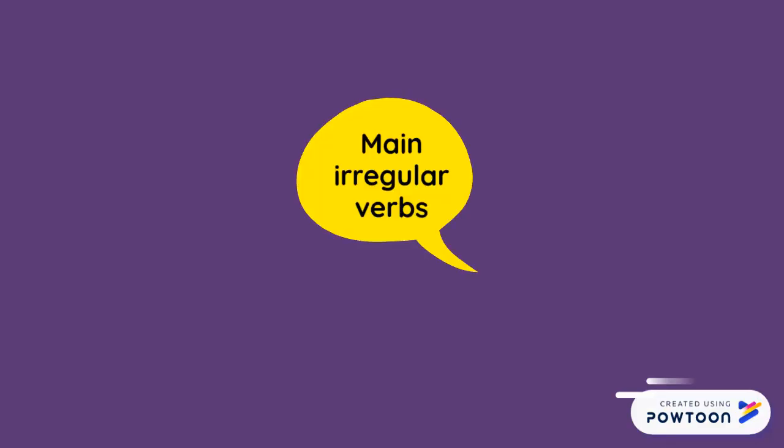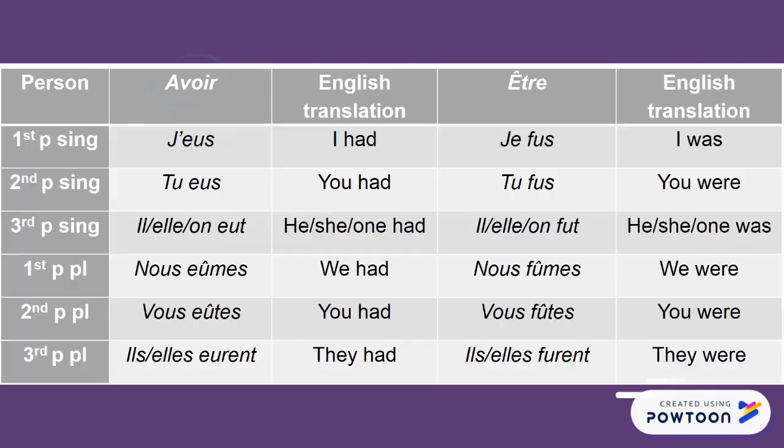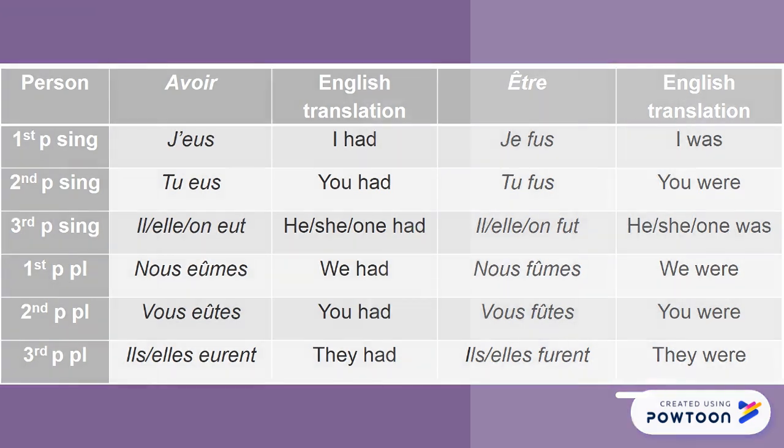The main irregular verbs are of course avoir and être. Avoir, j'eus, tu eus, il, elle, on eut, nous eûmes, vous eûtes, ils, elles eurent. And être, je fus, tu fus, il, elle, on fut, nous fûmes, vous fûtes, ils, elles furent.